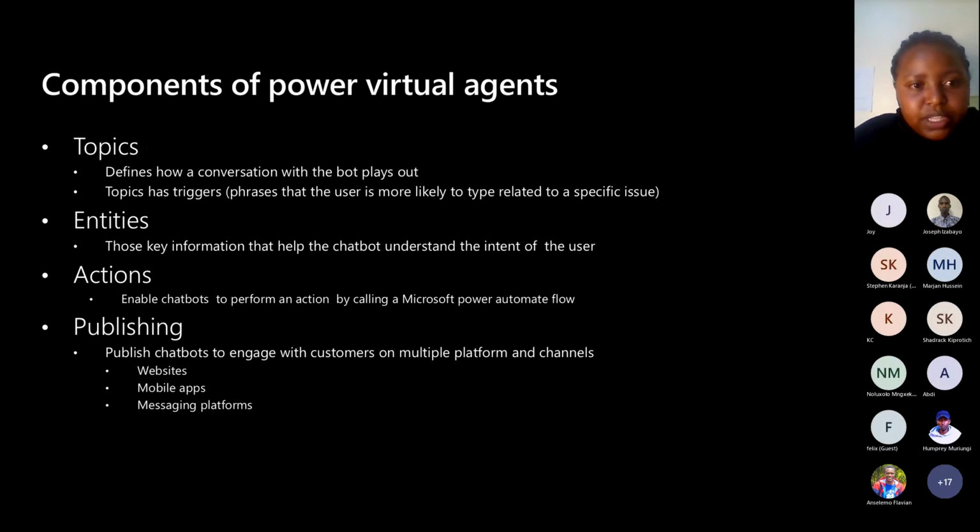Next up, we have the components of Power Virtual Agents. Topics define how a conversation with a bot plays out. Entities are the key information that helps the chatbot understand the intent of the user. The action enables the chatbot to perform an action by calling a Microsoft Power Automate flow. Publishing: you publish the chatbot to engage with customers on multiple platform channels. That can be a website, a mobile app, or a messaging platform.